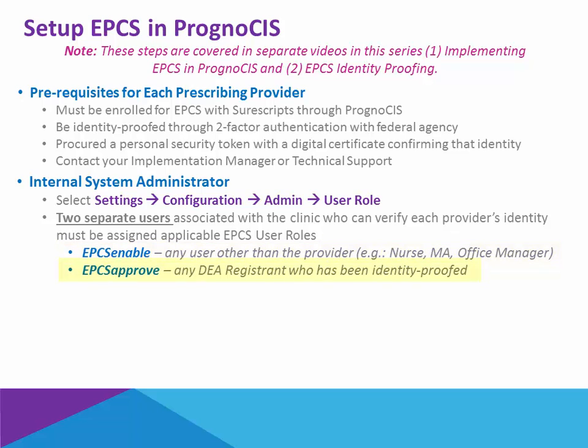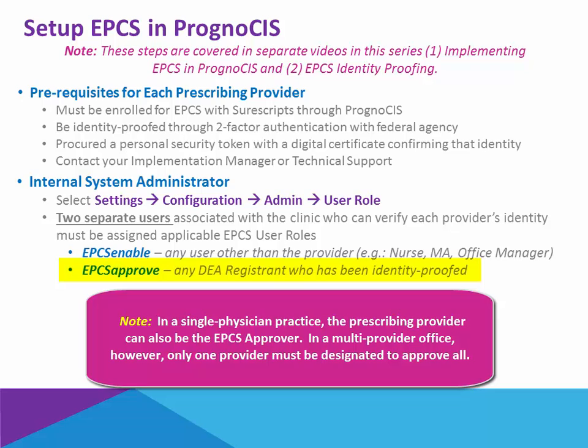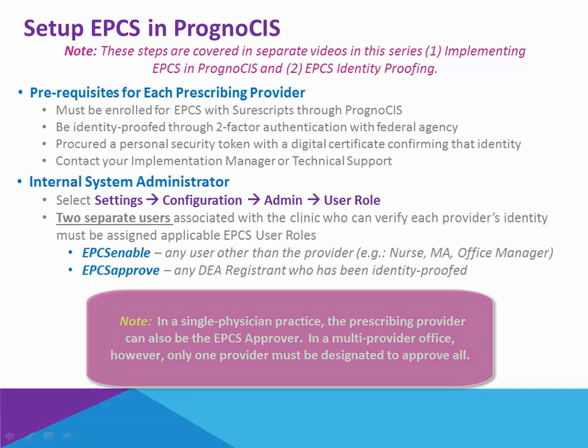The second person then must be a DEA registrant who has also been identity proofed. Now, in a single physician practice, this may be the prescribing provider. But within a multi-provider practice, one provider needs to be designated as the approver, and he or she will then be able to approve all of the others.